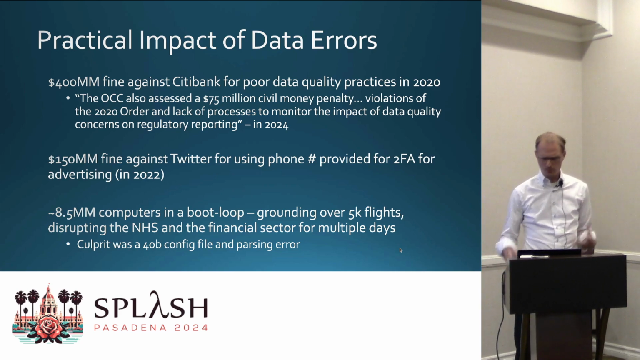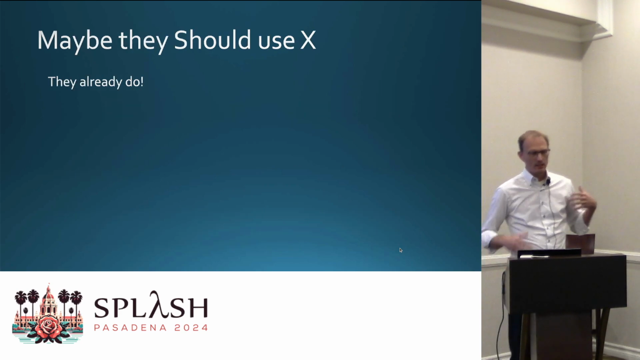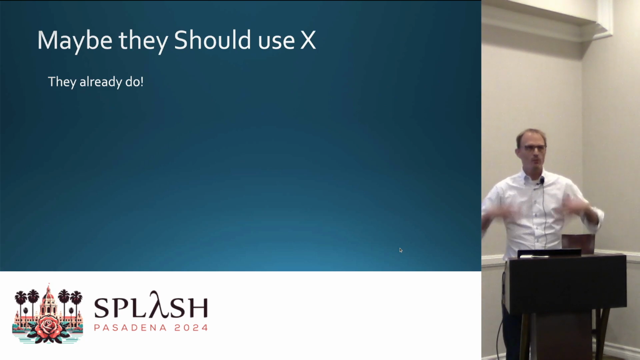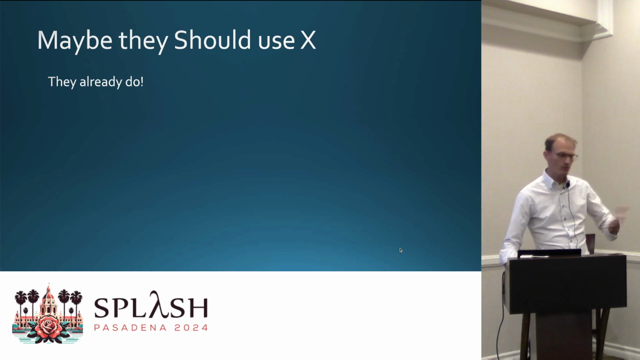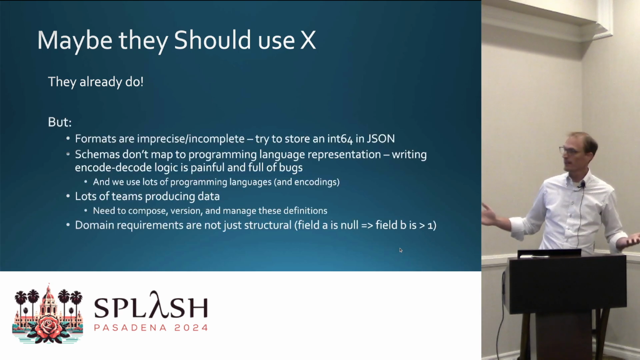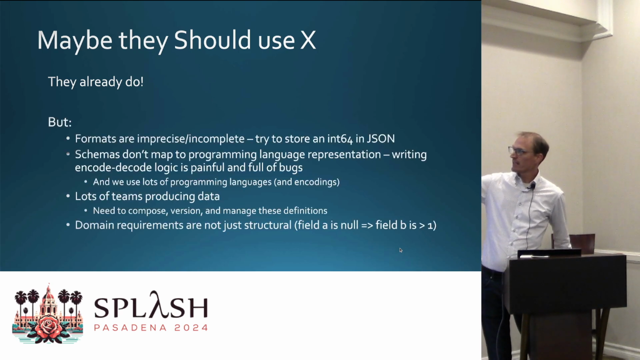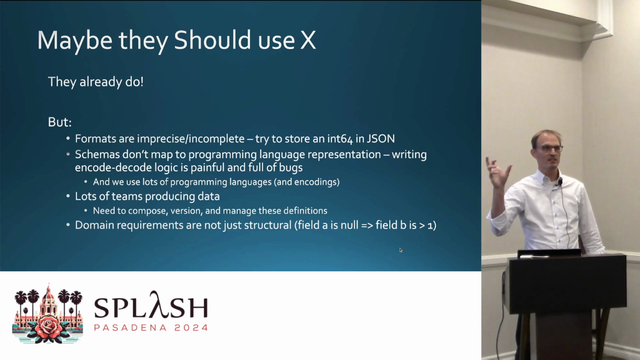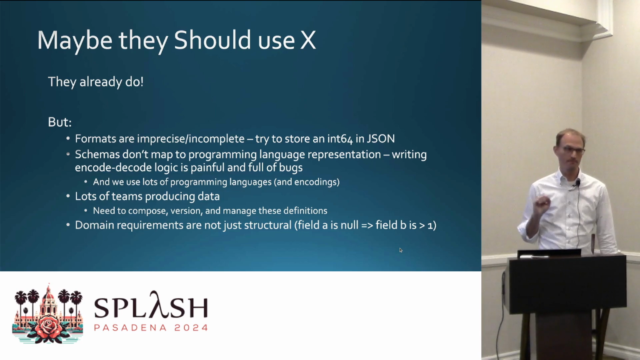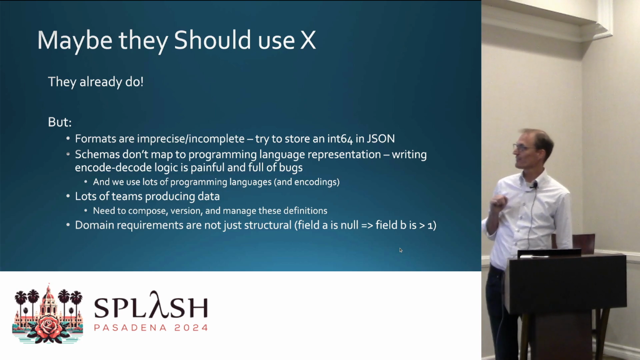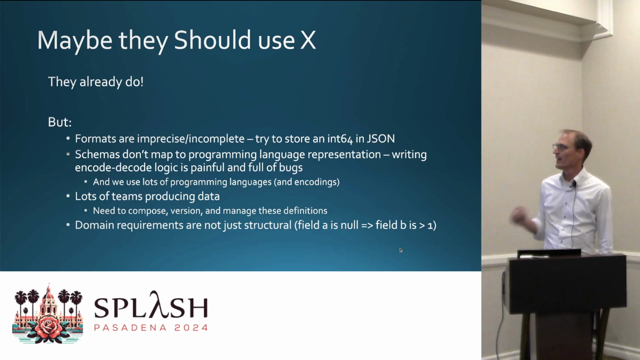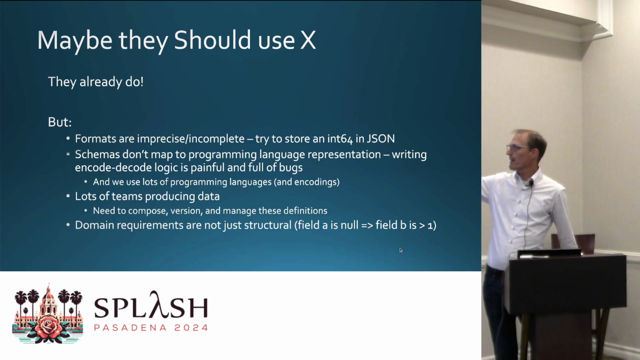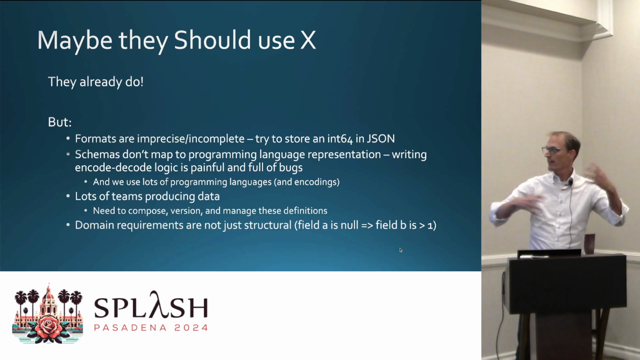So big practical impact. And you say, well, okay, maybe they were using the wrong thing. Maybe we should use X, then, but they already do, right? A lot of existing formats are imprecise or incomplete. A fun problem for everybody: take a 64-bit int and put it in JSON. It's a fun encoding problem. Schema constructs don't map to a language representation, and you still have to do a lot of parsing.